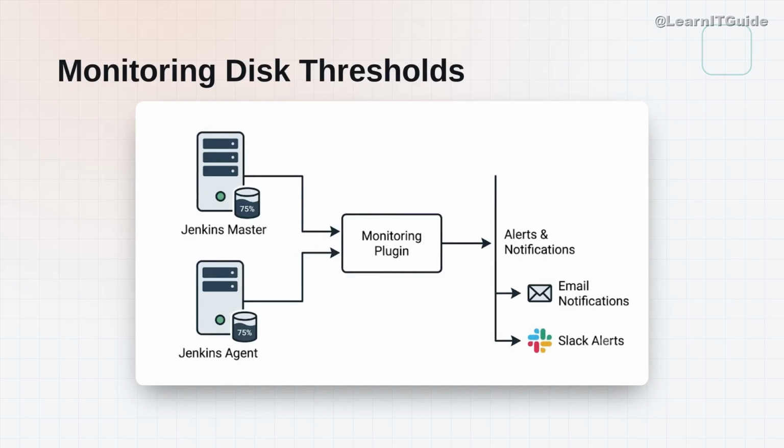Do not wait for a crash to happen. The best way to manage this is through proactive monitoring. Jenkins has a monitoring plugin that tracks disk usage on both the master and your build agents. You should configure this to alert your team via Slack or email when disk usage crosses 80%. This gives you a buffer to clear the space manually before the system locks up. It is the difference between a planned maintenance window and a middle-of-the-night emergency.